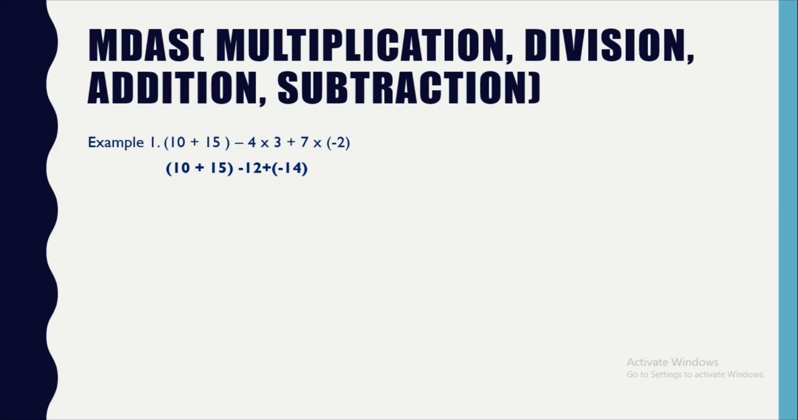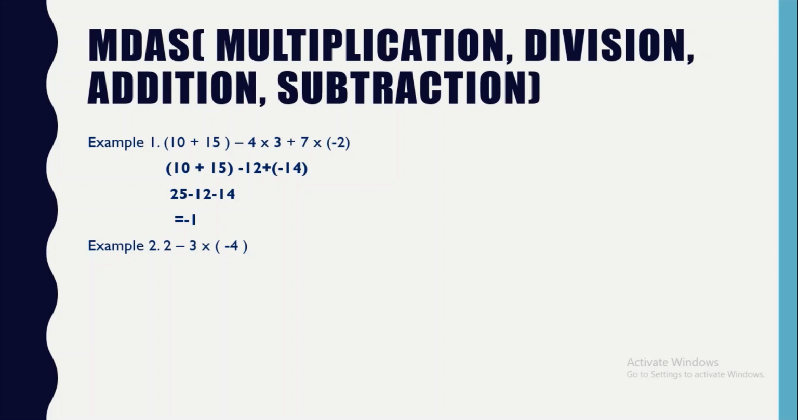So, 10 plus 15, that is 25, minus 12 plus negative 14. So, therefore, that is 25 minus 12 minus 14 is equal to negative 1.